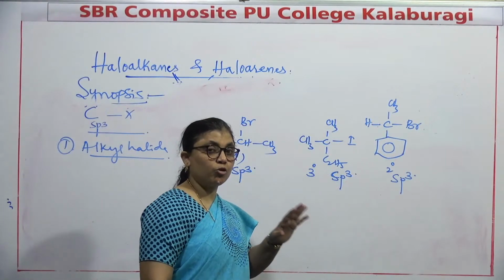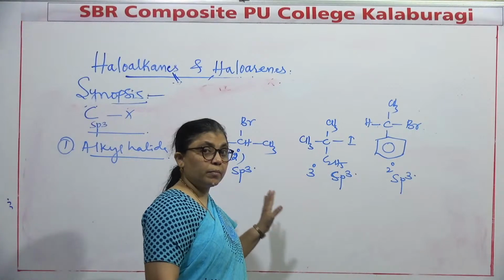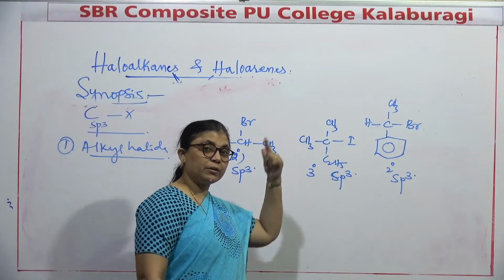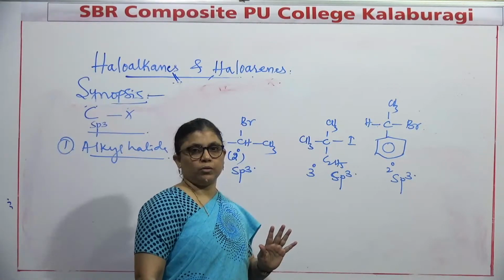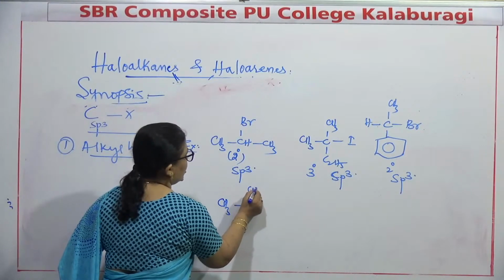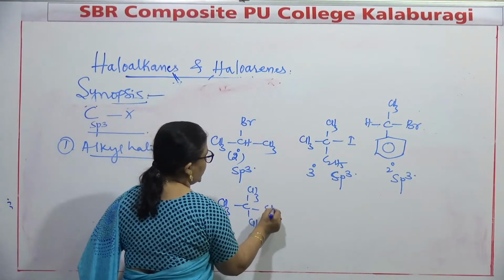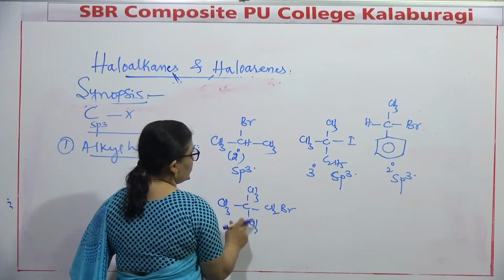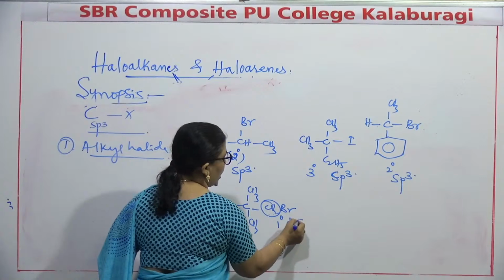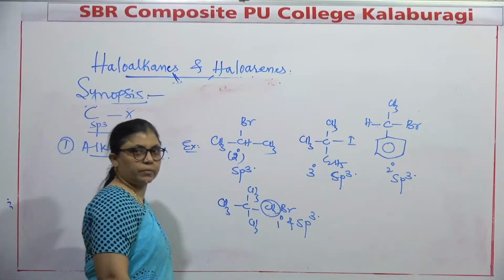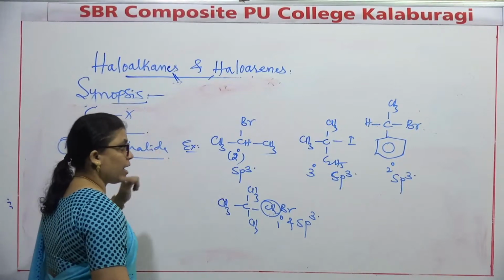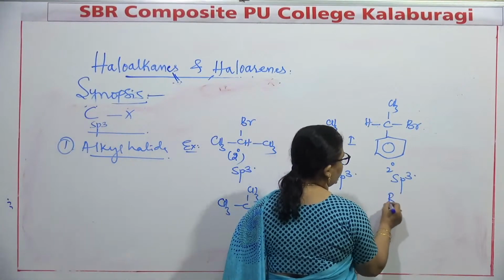What I mean to say is, don't think that the carbon containing halide is only one kind of sp3. It may be primary, it may be secondary, it may be tertiary, even neo also. If I write neopentyl bromide, 1, 2, 3, 4, 5, this carbon atom is primary as well as sp3 hybridized. These are alkyl halide as well as benzyl halide.